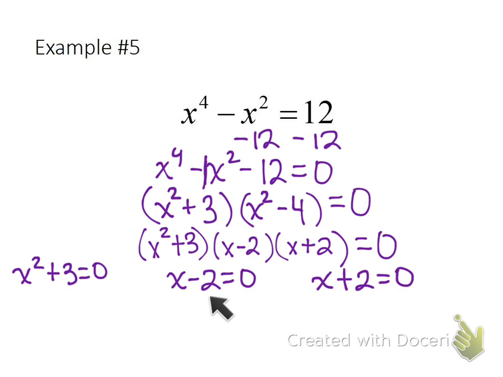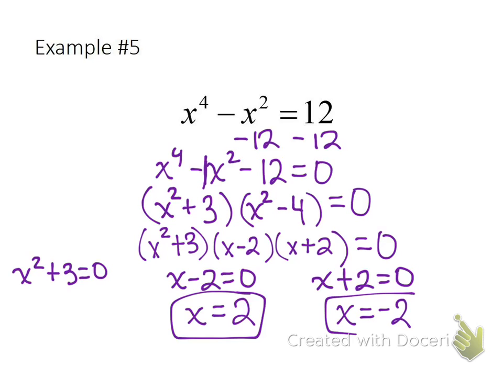How would I solve x minus 2? Add 2. So x equals 2. That's one answer. Go ahead and box it or circle it. All right, what about x plus 2? How do I solve? Subtract the 2, so x equals negative 2. Again, go ahead, box it, circle it. That's one of your answers.